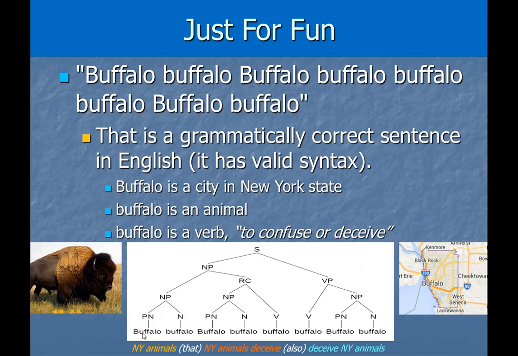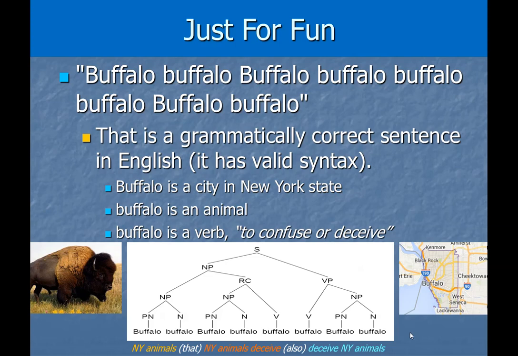But you could think of it as: Buffalo buffalo, that New York buffalo. They also buffalo animals from New York. So they also buffalo buffalo buffalo. I don't know if that makes sense. Sometimes you have to look at this for a while for it to make sense, but you could think of it like New York animals that New York animals deceive, deceive New York animals.